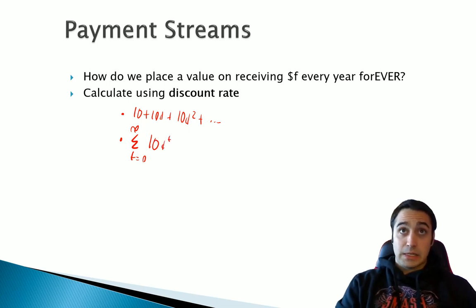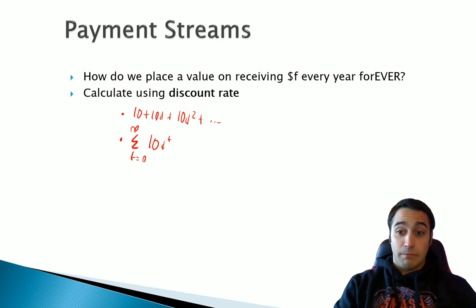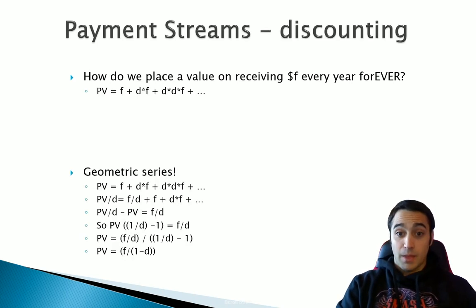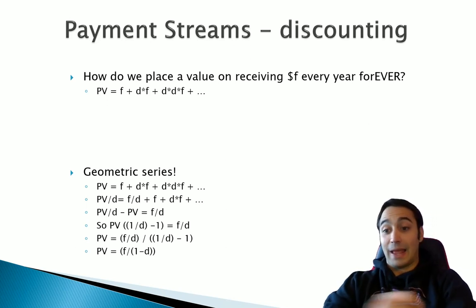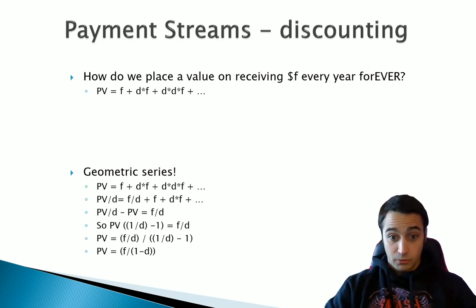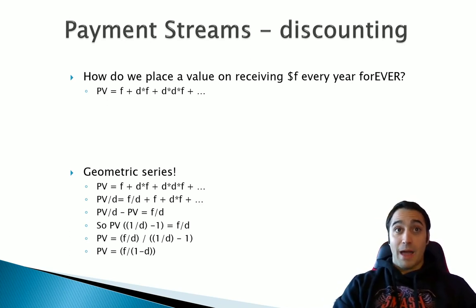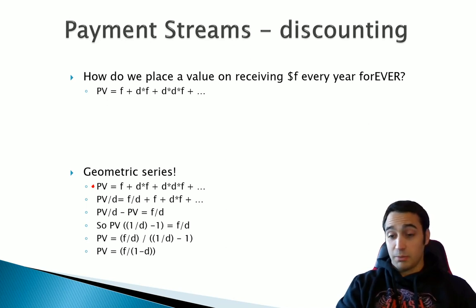And again, this seems like it's going to be worth infinite dollars, right? However, surprisingly enough, this actually turns out to be a geometric series. I would never expect anyone to have thought of this. However, with some clever math, it's quite apparent to see this. So first off, we've just shown that the present value itself is just f plus df plus d squared f plus d cubed f plus, and so on and so forth.